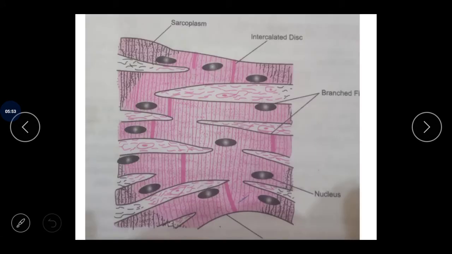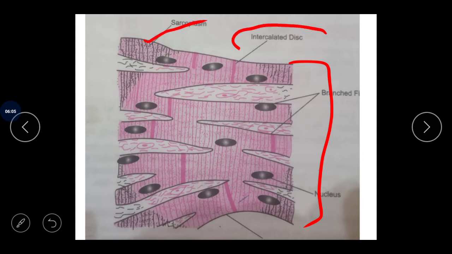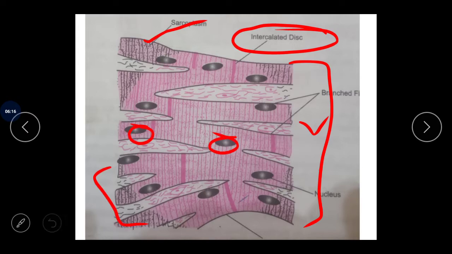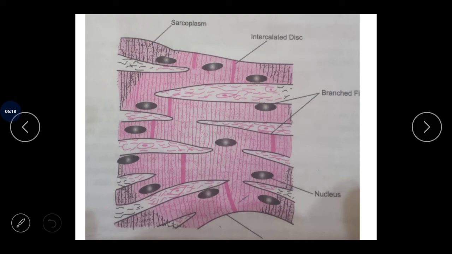Now next, this is the diagrammatic representation of it. The cells possess the sarcoplasm, the cytoplasm of the cell. They possess the intercalated discs. They possess the sarcolemma, and these are the branched fibers. They possess one or more prominent nuclei within the center of the cell. These are the characteristics of these cardiac muscles.